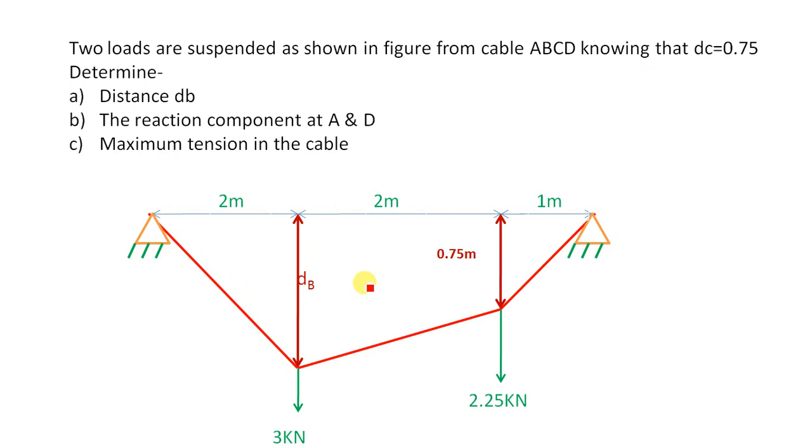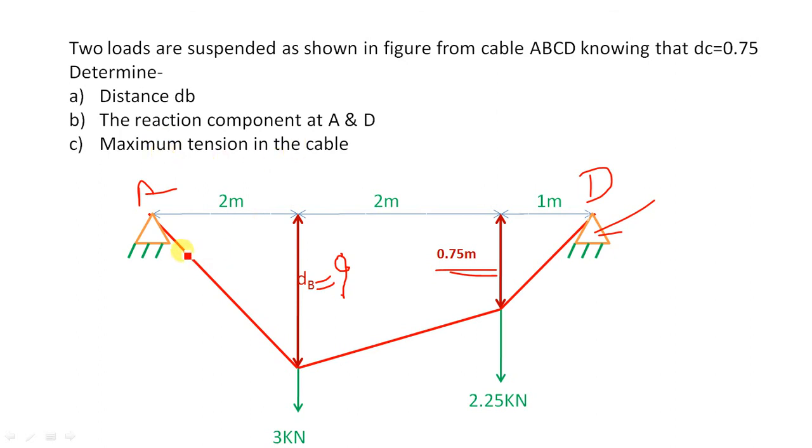Now come towards the next problem, that is the last problem of the unit cable. Two loads are suspended as shown in the figure from cable ABCD, knowing that DC, that is the sag, is 0.75. This sag is given. Determine the distance dB. This we have to find out. Also determine the reaction component at A and the reaction component at D. Those two also we have to find out.